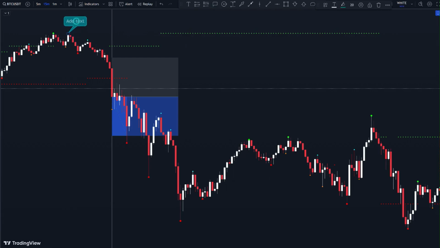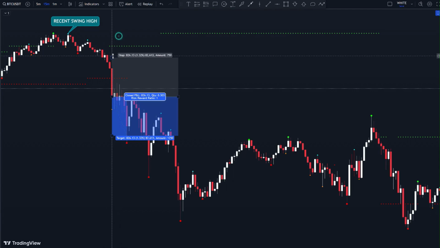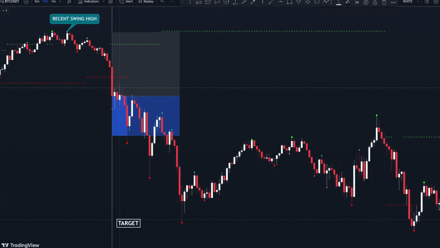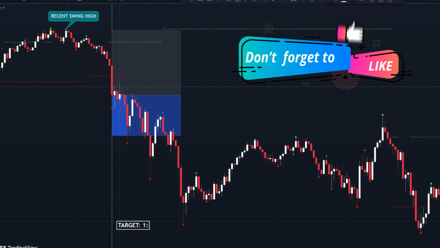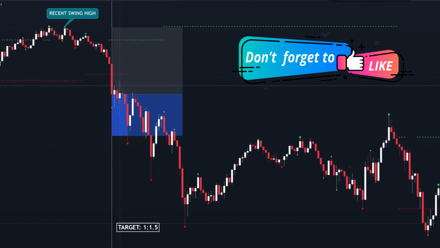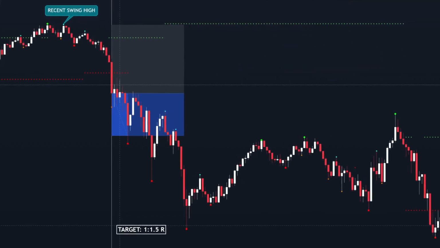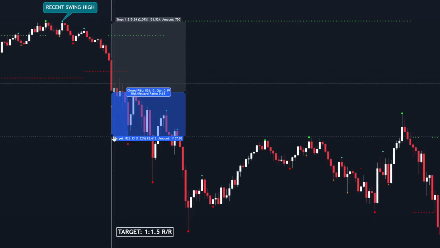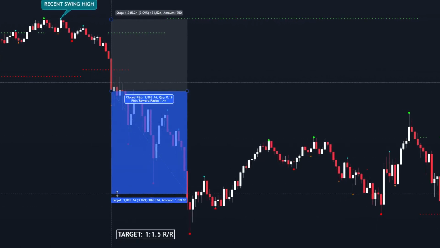The stop loss would be placed at the recent swing high and would target the same risk to reward ratio of 1 to 1.5. By incorporating the ADX indicator and following these rules, we can make more informed trading decisions and ensure we're capitalizing on the most promising signals while minimizing our risk.